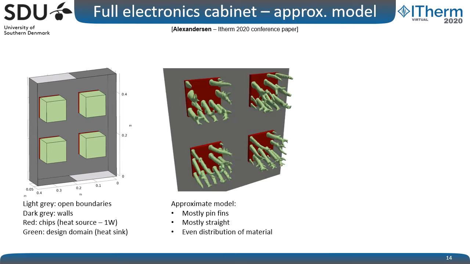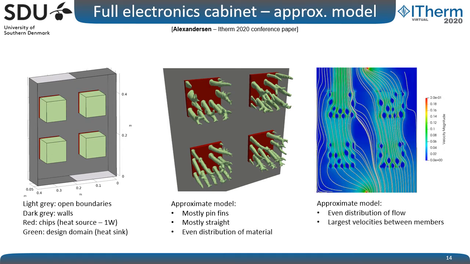So again, we introduce this approximate model and we can optimize this problem. We see that the optimized heat sinks are mostly pin fins. They're mostly straight. Some of them are a little bit curved, and we get an even distribution of material between the 4 heat sinks. So each heat sink uses approximately the same volume, and we have a global volume limit here. But if we look at the flow using the approximate model, so this potential-like flow model, we get a very even distribution of the flow, and largest velocities are in between the members. So we see that the flow is very easily distributed among the four.